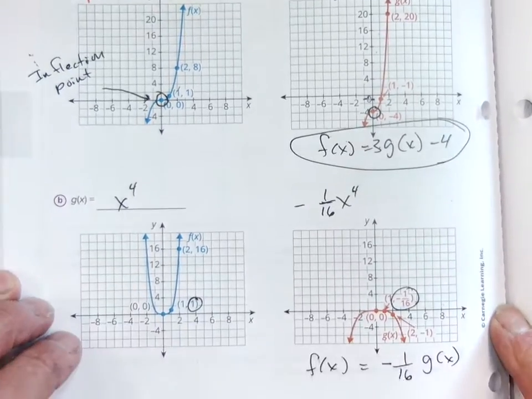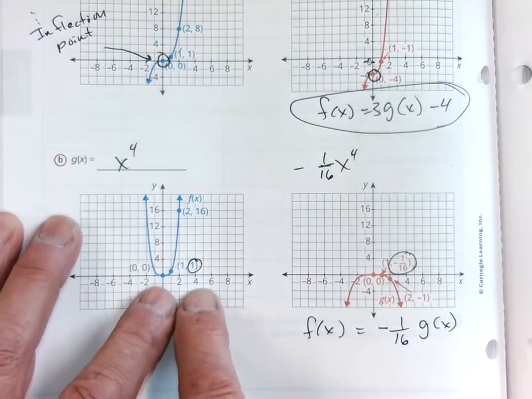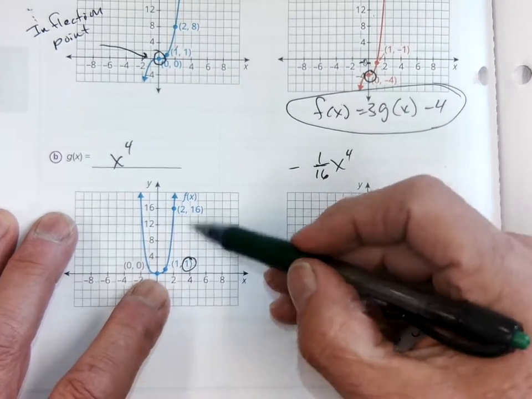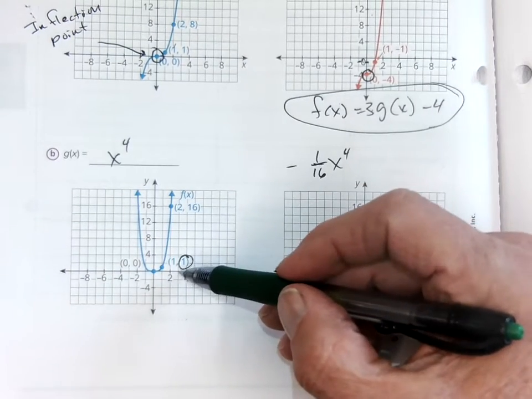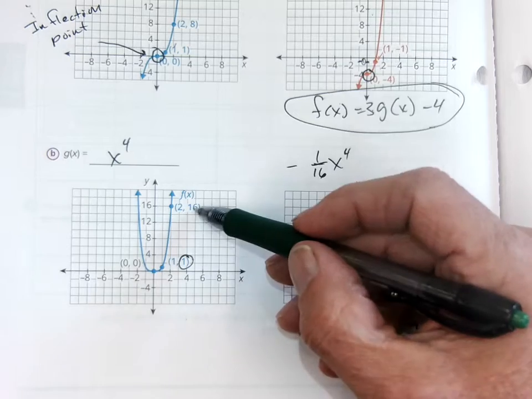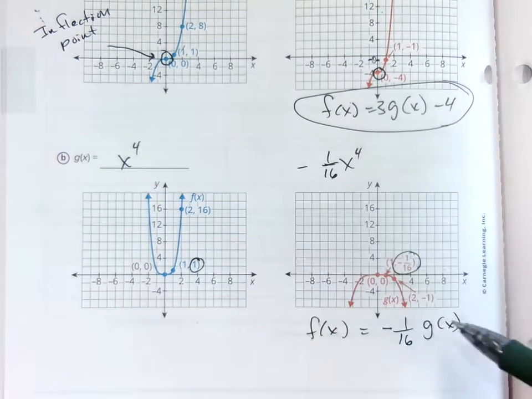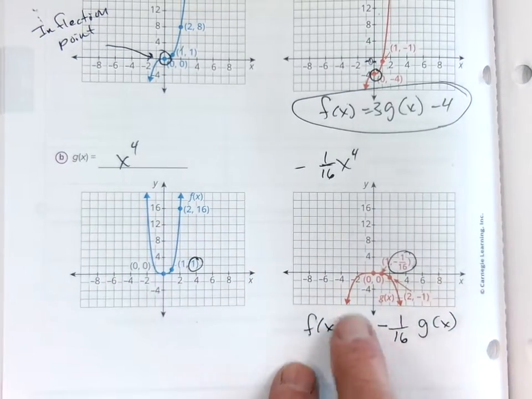Okay, then we looked at b. We recognized this had to be an x to the 4th equation because it went from 1 to 16, which is 2 times 2 is 4, times 2 is 8, times 2 is 16. Had to be x to the 4th. And then I looked at f of x. Okay, here's f of x.